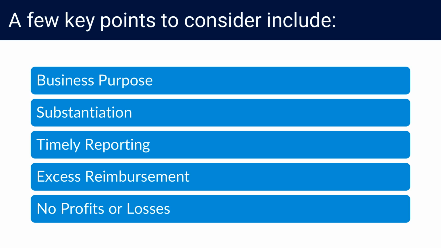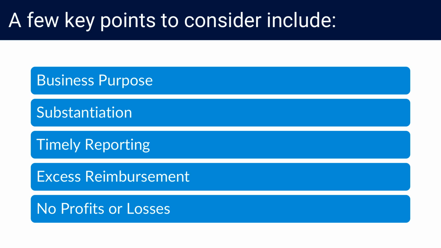Substantiation. To qualify for reimbursement, you and your employees must provide proper documentation to substantiate their expenses. This includes keeping receipts, invoices, or other records that detail the nature, date, amount, and business purpose of each expense. It's important for employers to establish clear policies outlining the documentation requirements to ensure compliance.